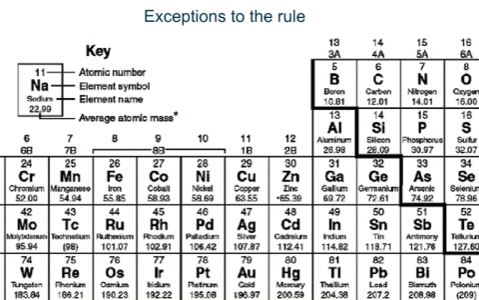Unfortunately, there are always exceptions to every rule, and in this case, when we talk about naming transition metals versus naming representative metals, that means that we're going to have some transition metals that don't need a Roman numeral and some representative metals that do need a Roman numeral.